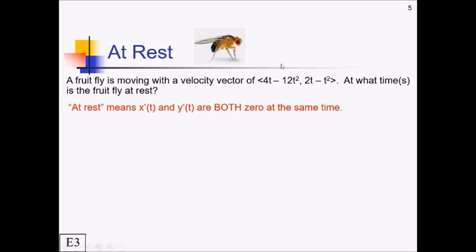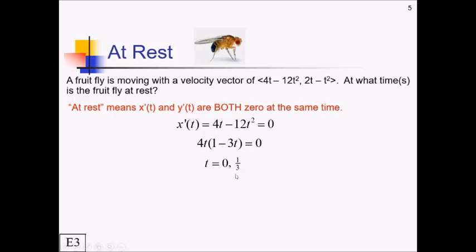Alright, so it's up to you whether you use x prime or y prime initially. I'm going to start with x prime, which is this 4t minus 12t squared expression, and I'm just going to see when this equals 0. So I can solve this without a calculator. We'll just factor out a 4t, leaves me with 1 minus 3t. And that gives me t values. For the 4t, we have t equals 0. And for this 1 minus 3t, let's see, subtract 1, divide by negative 3, we have positive 1/3.